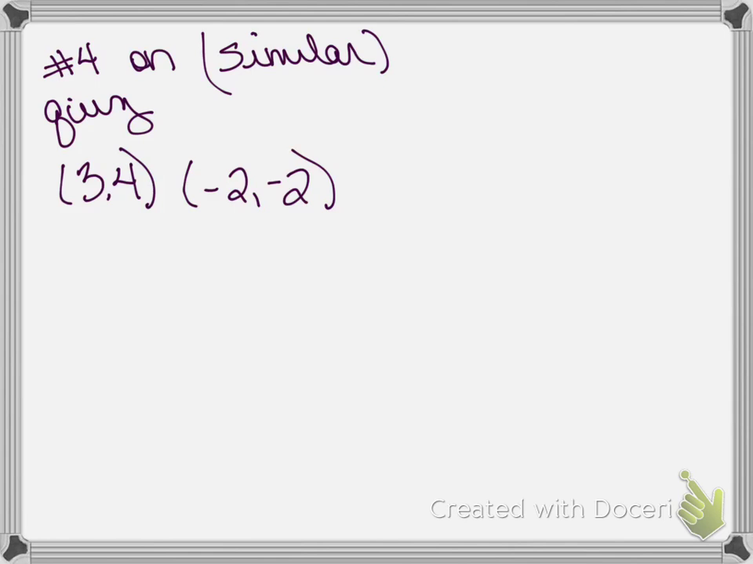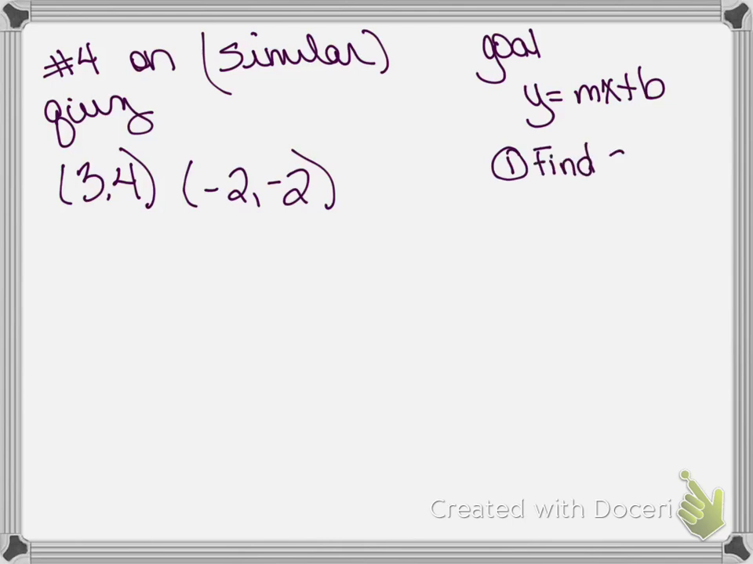Okay, so our goal is to get it to y equals mx plus b form. That's our goal. So the first thing that we're going to do is find the slope. We're going to find the slope of these 2 points. I'm going to start with this point right here.